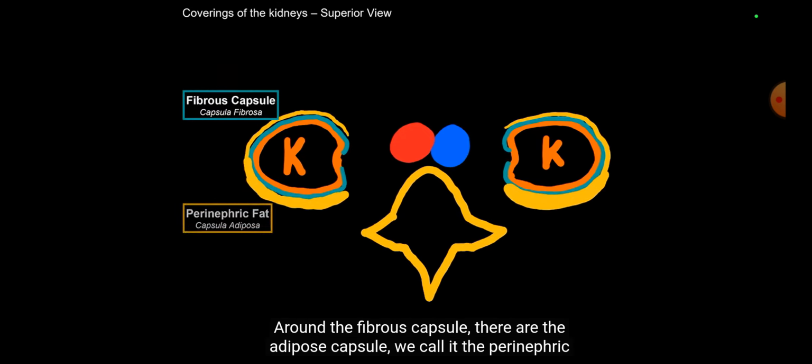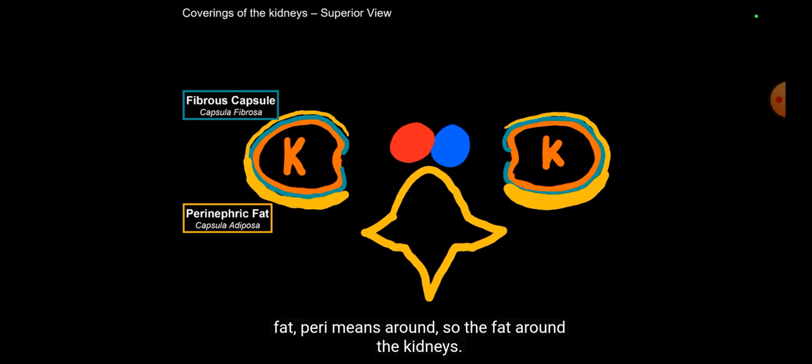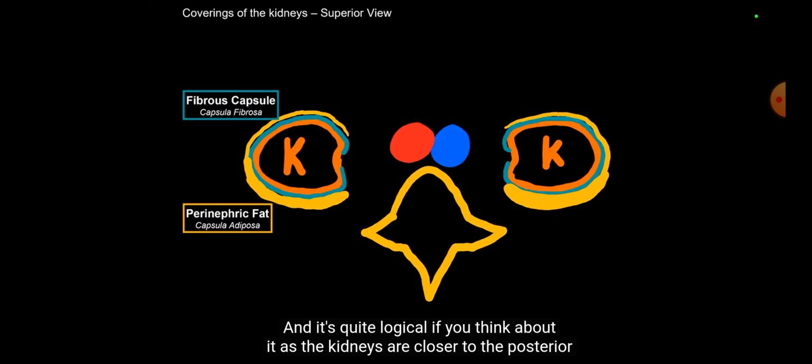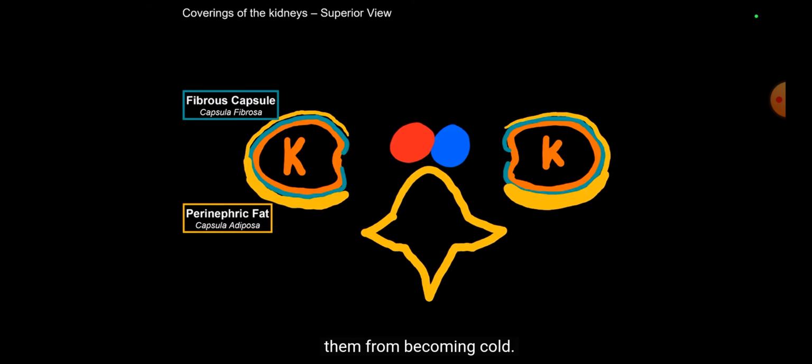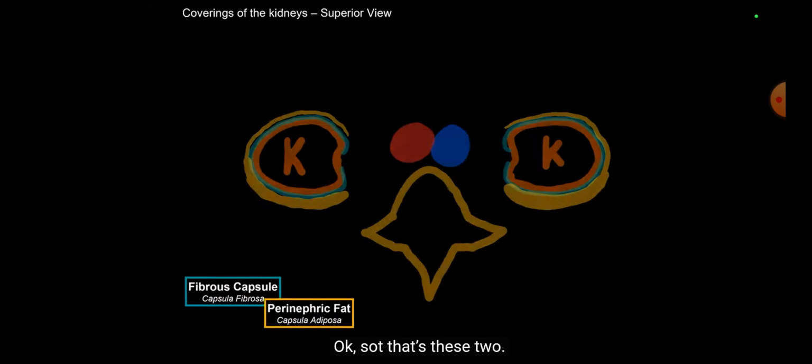Around the fibrous capsule, there is the adipose capsule, which we call the perinephric fat. Peri means around, so the fat around the kidneys. And as you see here, the fat is thicker posteriorly than anteriorly. It's quite logical if you think about it, because the kidneys are closer to the posterior abdominal wall, and this fatty capsule protects them from any concussion, as well as from becoming cold, because they're closest to the skin on the posterior surface. Okay, so that's these two.